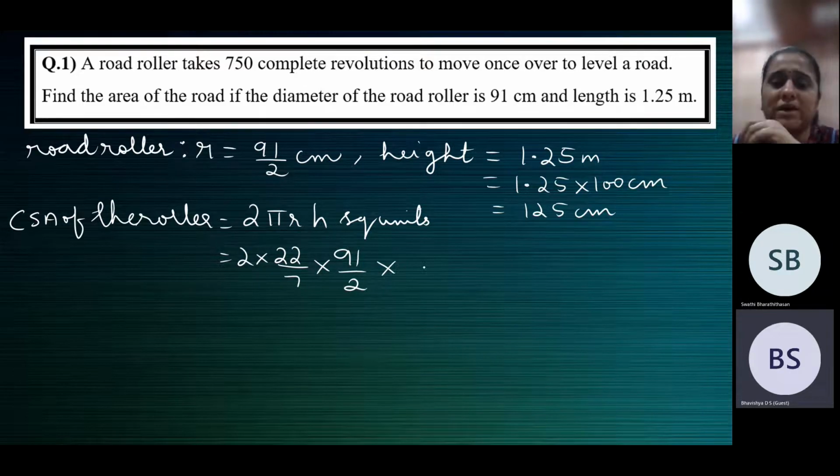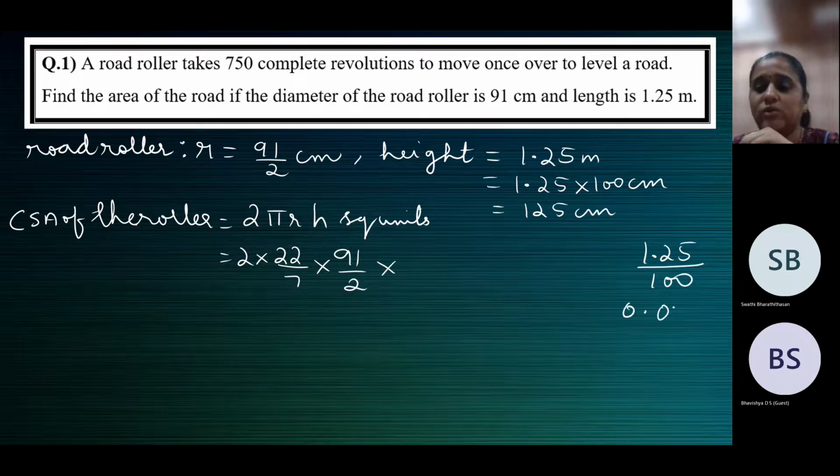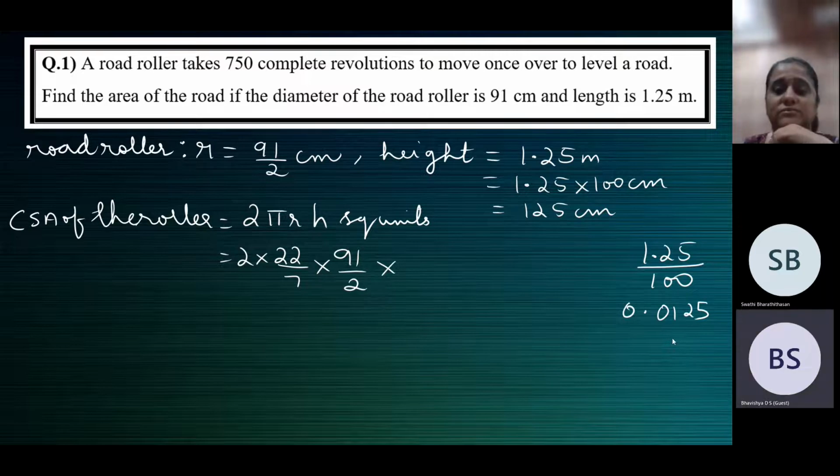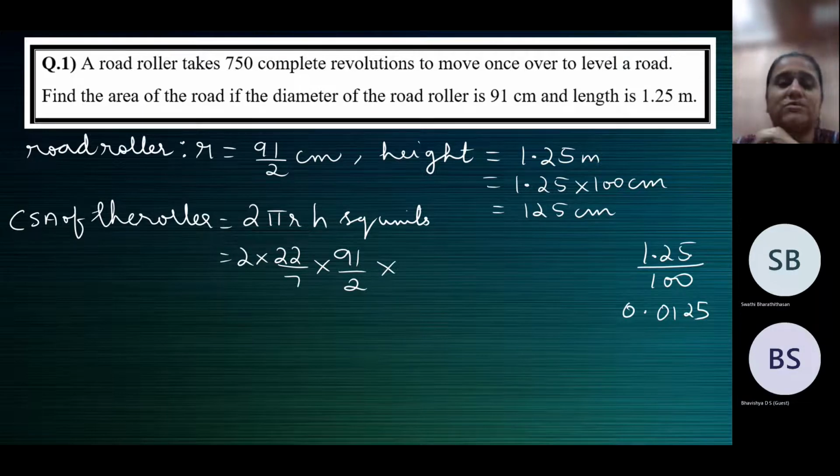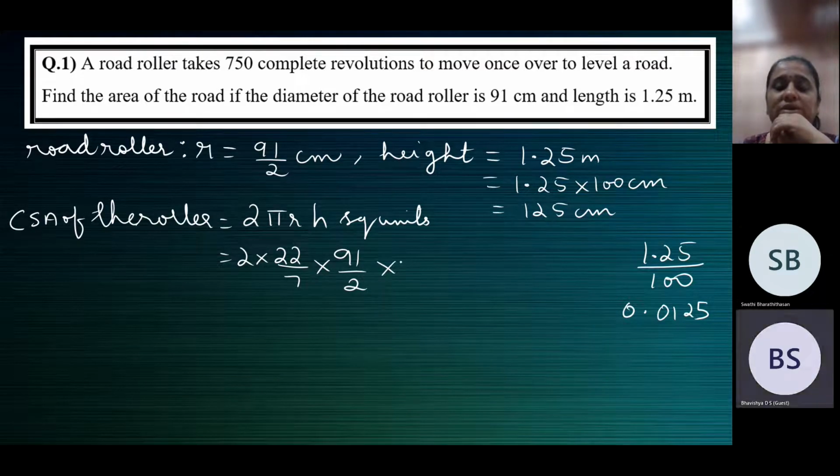1.25 by 100 is not 125. When you divide 1.25 by 100, you will get 0.0125. Remember, when you're dividing by 100, the number will become smaller, right? How will it become 125? When you're dividing 1.25 by 100, how can you get 125? So what you should have written, tell me?